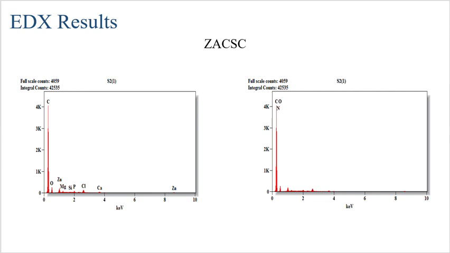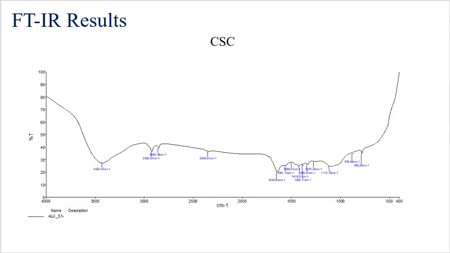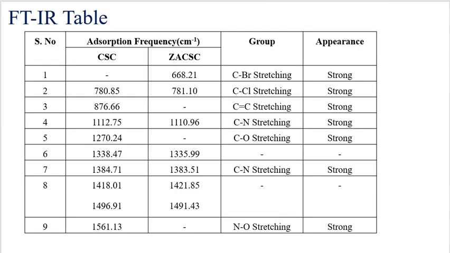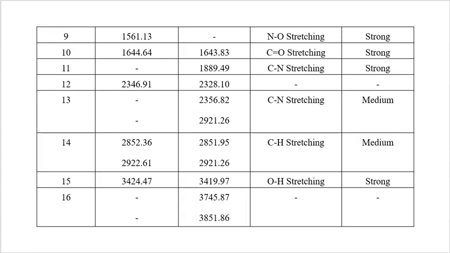In activated carbon there is a presence of zinc and chloride. The FTIR result shows that if the number of functional groups is high, the effect of the carbon is higher. So in cotton stalk carbon there are 14 functional groups. In zinc chloride activated carbon there are 17 functional groups. So this is the chemical bonding for the FTIR functional group diagrams.